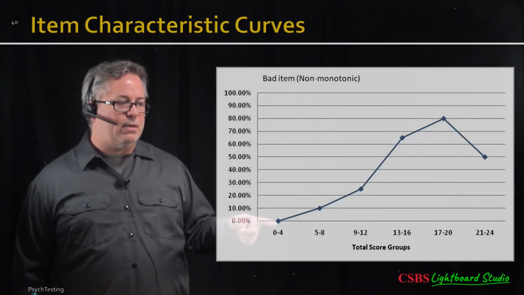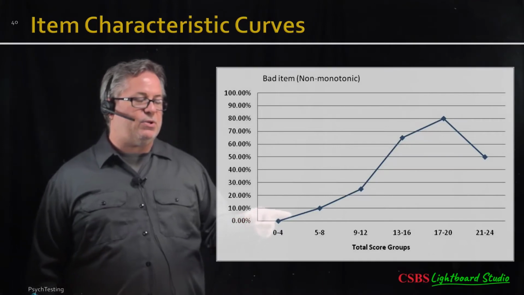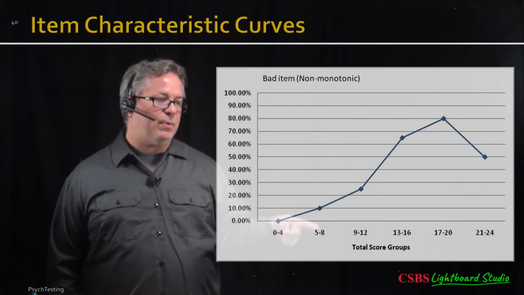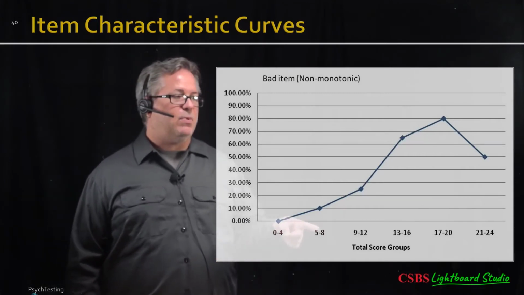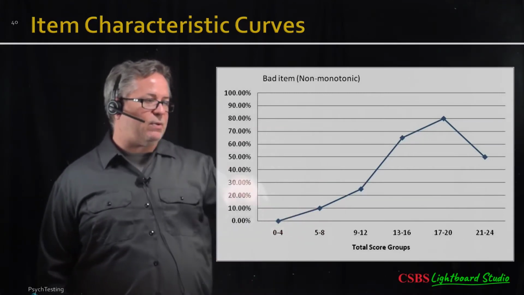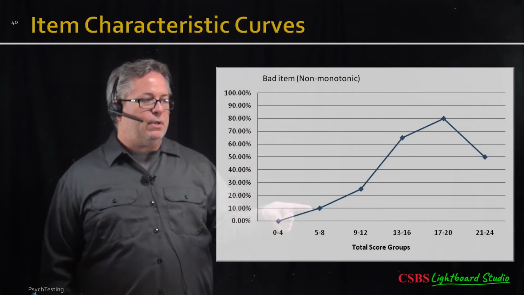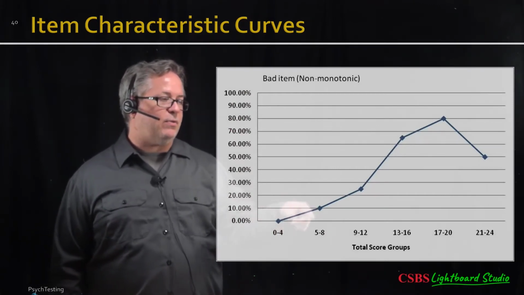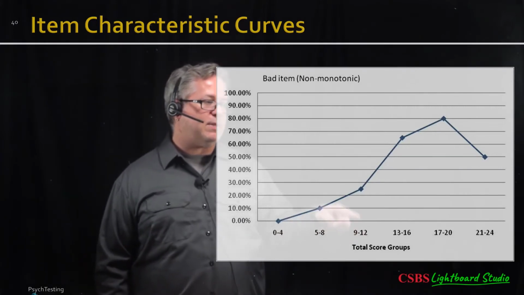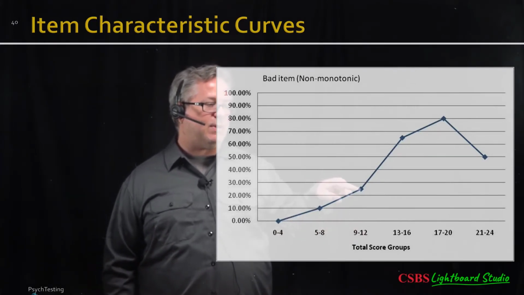Probably none. But as you go up in math ability a little bit, so now you've answered 5 to 8 of the questions correctly on a math test, well, the chance that this particular item has a higher proportion, more of you are going to answer correctly. As you answer more of the other questions correctly, your likelihood of answering this question correctly goes up.